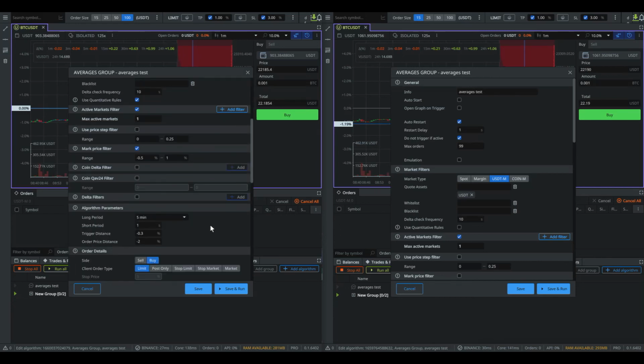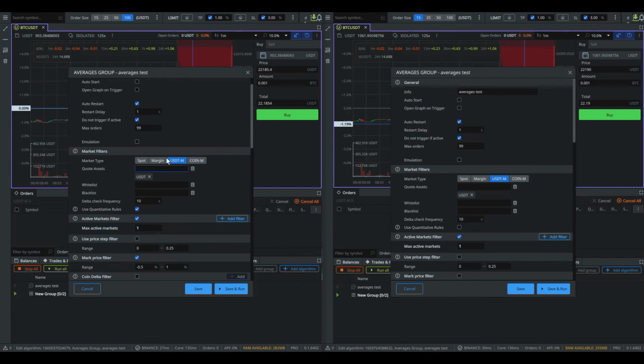Also, before launching a new algorithm, I recommend running it on an emulation to check its performance without risking real money. But don't forget that emulation does not consider your place in the order book, it is always the first by default and does not consider the commission.